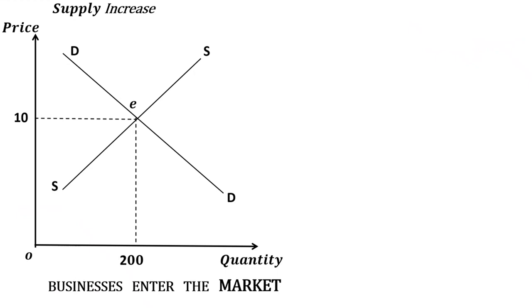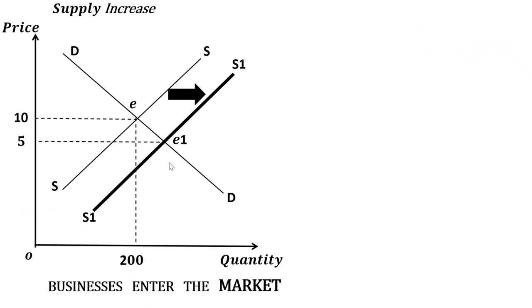Now what happens if more and more businesses enter the market? When more and more businesses enter the market, more goods are put onto the market. That means the supply curve will shift to the right. And when the supply curve shifts to the right, what can you see on the graph? First of all, when supply increases, the supply curve shifts to the right. A new supply curve is formed.